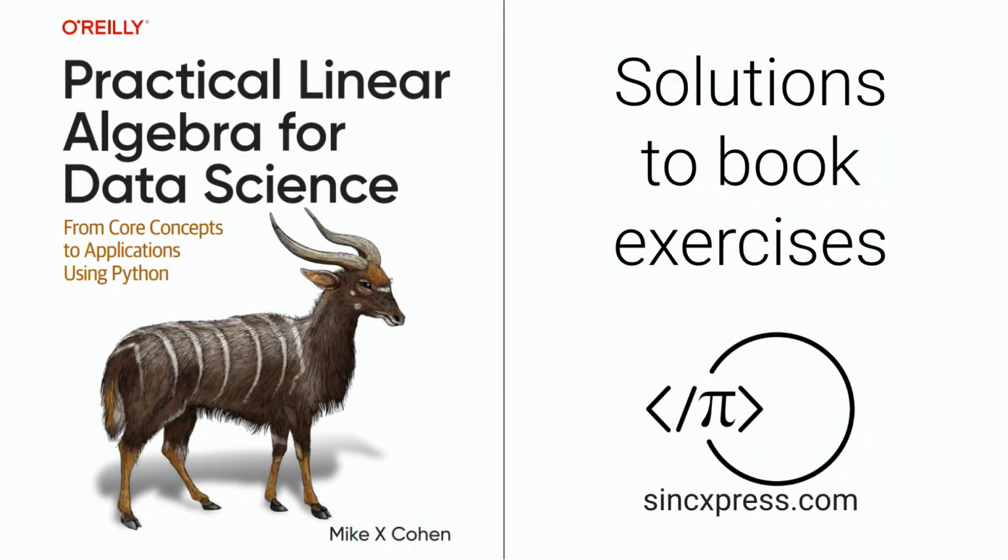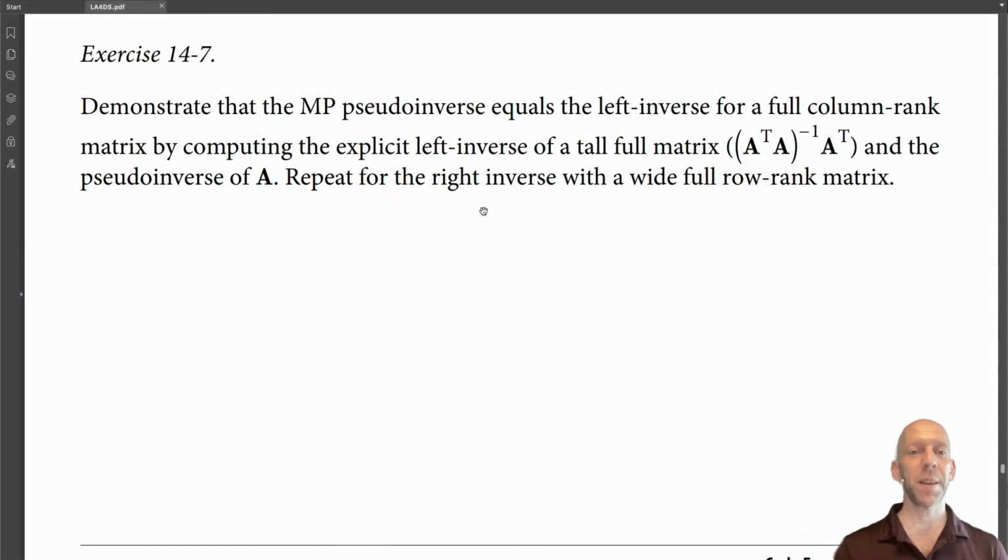In this exercise, we will continue working with the Moore-Penrose pseudo-inverse, and in particular, we will demonstrate that the pseudo-inverse equals the left inverse for a tall matrix, and the pseudo-inverse equals the right inverse for a wide matrix. Now, in both of these cases, you need to make sure that the random numbers matrix you are using to test this, to evaluate this exercise, is full possible rank, so full column rank or full row rank.